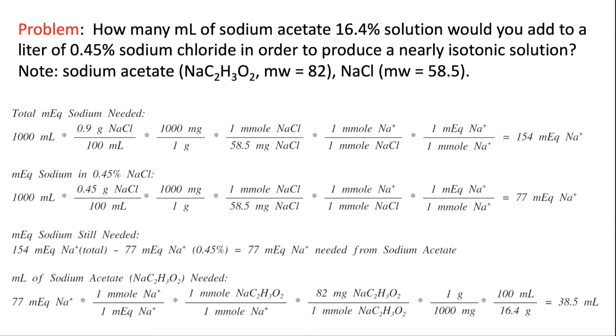By the time you add that with the 77 milliequivalents of sodium already in our liter bag of 0.5% sodium chloride, that would give us a total of 154 milliequivalents of sodium, which we know to be an isotonic solution. And that essentially ends this question.